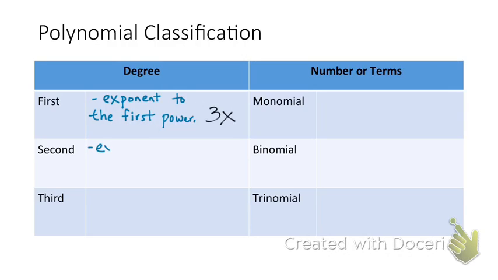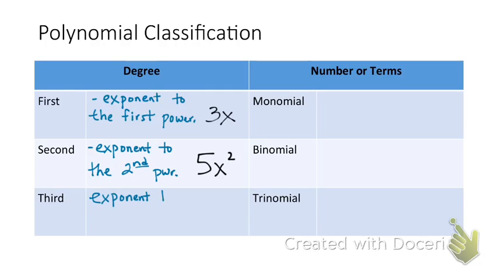A second degree would be an exponent to the second power. So an exponent to the second power, the example that we're going to write in black would be 5x squared. So the x squared says that it is a second degree. The third degree is going to be an exponent to the third power. So you have negative 2m to the third, and the exponent of 3 is the third degree. Okay, if you had a fourth degree, you would have an exponent of 4. If you had a fifth degree, it would be an exponent of 5. So that's what the degree is referring to.